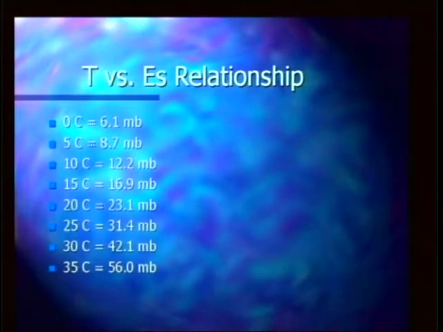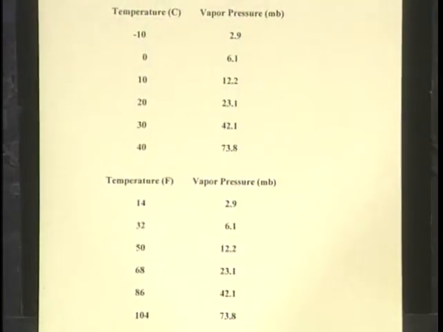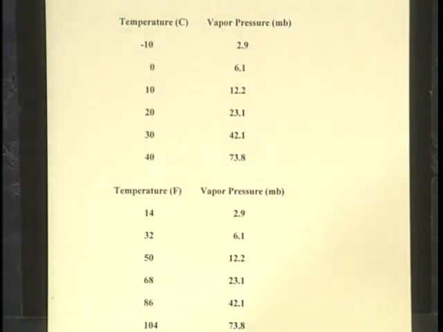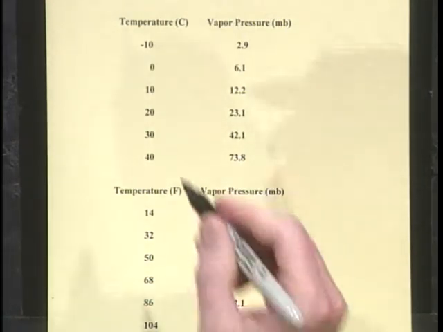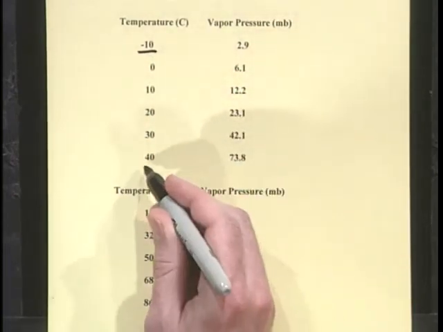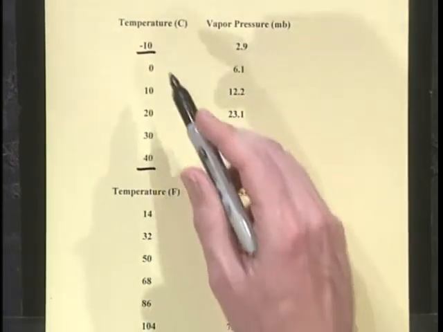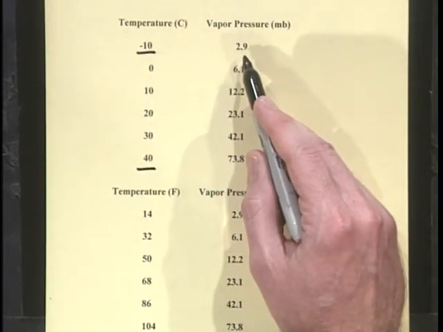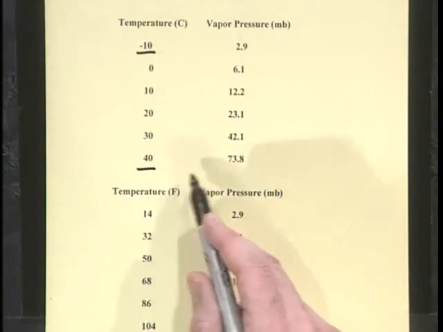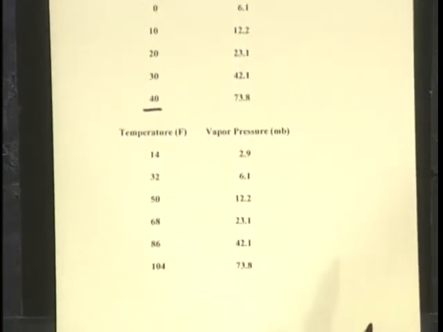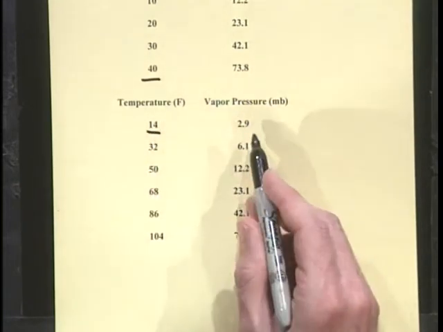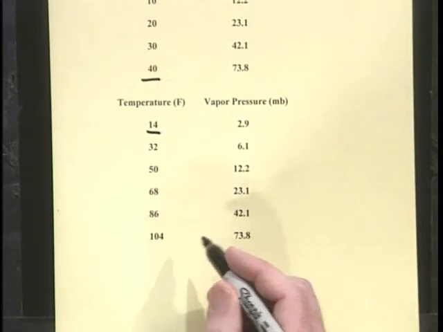And we'll look at another display of this on the overhead, where on this one I've started with a temperature of minus 10 degrees Celsius and then gone up to 40. At minus 10 degrees Celsius, the capacity for moisture in the air is only 2.9 millibars, very low, but up at 40, it's 73.8.